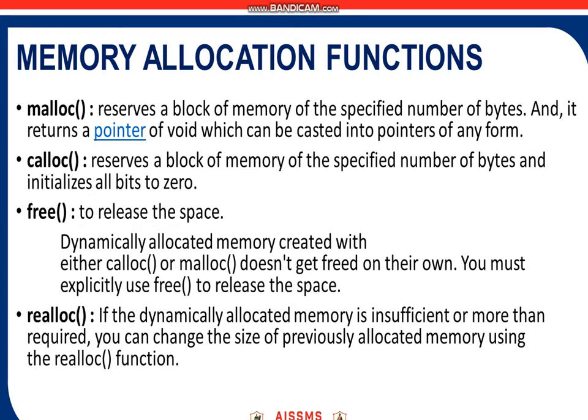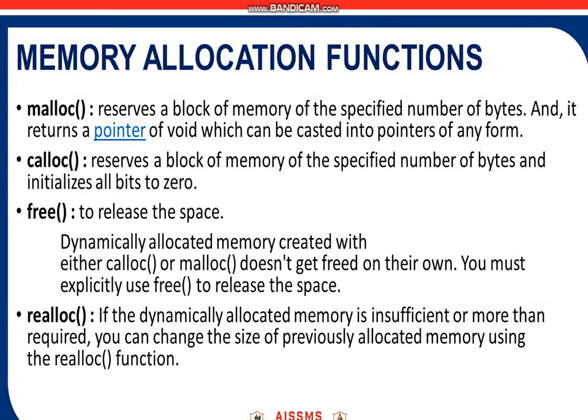Malloc reserves a block of memory of the specified number of bytes, and it returns a pointer of type void which can be cast into pointers of any form. So you can use int form, or float form, or struct form. Second one is calloc, which reserves a block of memory of specified number of bytes and initializes all bits to 0. So one difference between malloc and calloc is that malloc doesn't initialize the bits to 0, but calloc initializes them to 0.